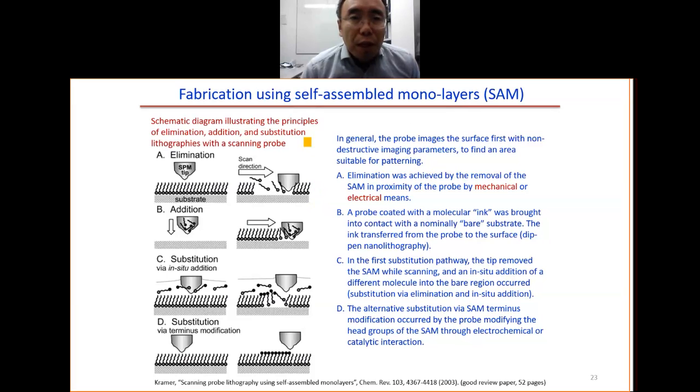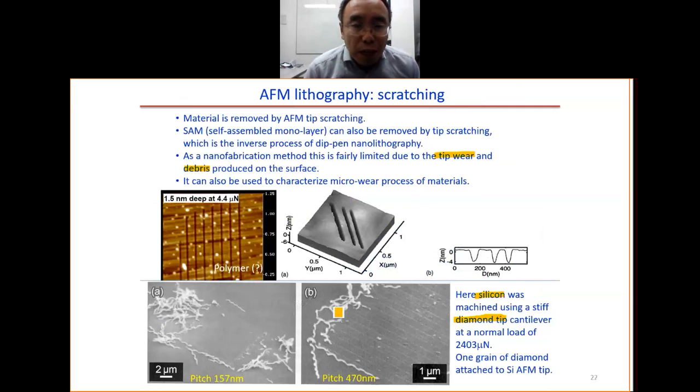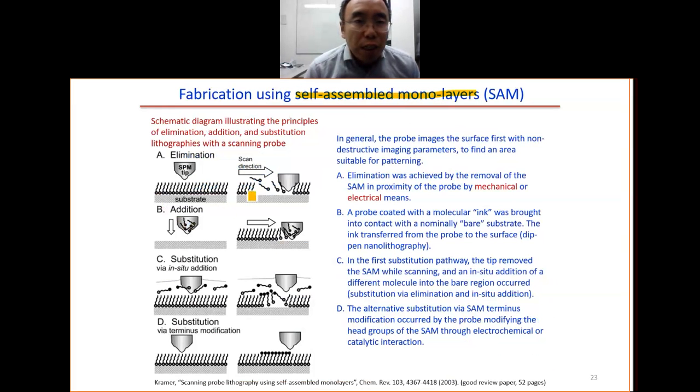So we can do something similar on a self-assembled monolayer. For instance, here we do the scratching. We can scratch away the self-assembled monolayer by mechanical force. We can also remove it by electrical means. This is called elimination. So we remove the self-assembled monolayer from a certain place. This one is the addition. We have the self-assembled monolayer transferred from a tip onto the substrate.